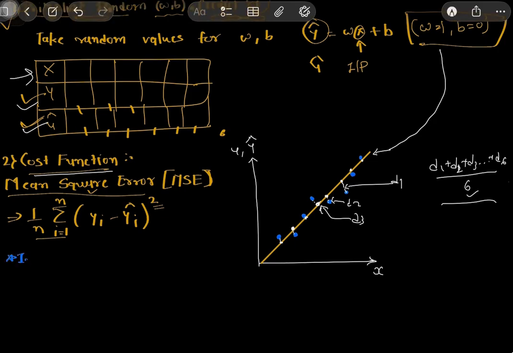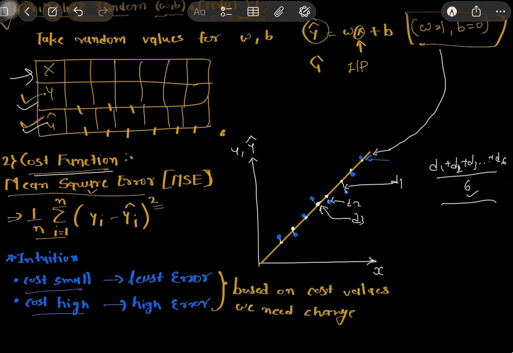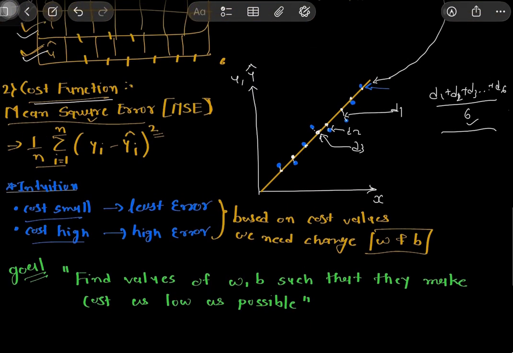The intuition behind the cost function is that if the cost is small, then we can say the W and B that we have selected for this iteration, which is giving us this line, has the least errors. And when the cost is high, that means the error is high. So based on the cost value, we will change our W and B. The goal of finding the cost is to find the W and B that give the least cost value, the least error values.